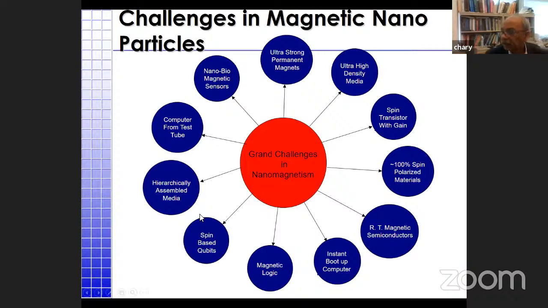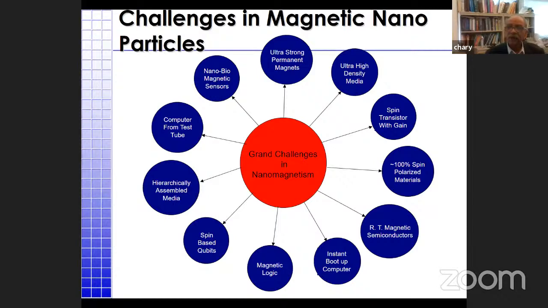Nanomagnetism has picked up a lot of interest in the last maybe 10, 15 years because of a myriad of applications these materials have in different emerging technologies. These are not the technologies for today. These are the technologies for the next 5 years or 10 years down the line. For example, there is a great need to make ultra-strong permanent magnets. The magnets that we have today are not enough.